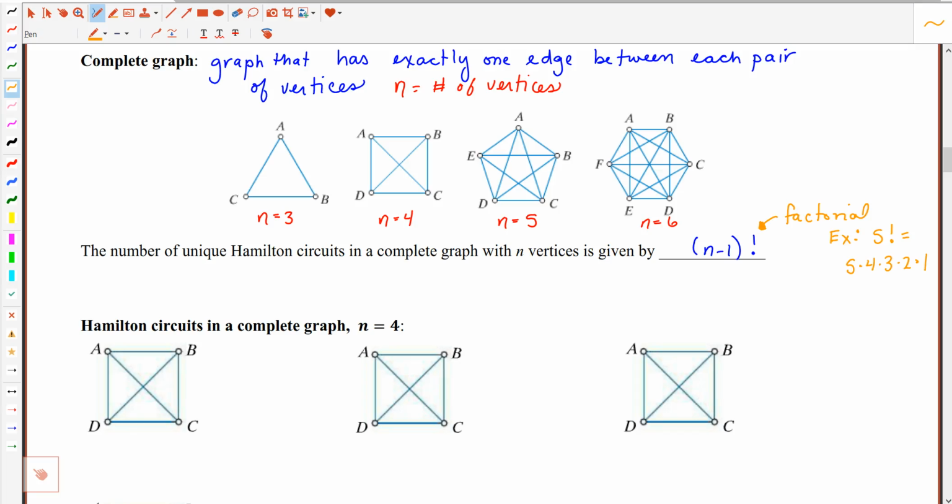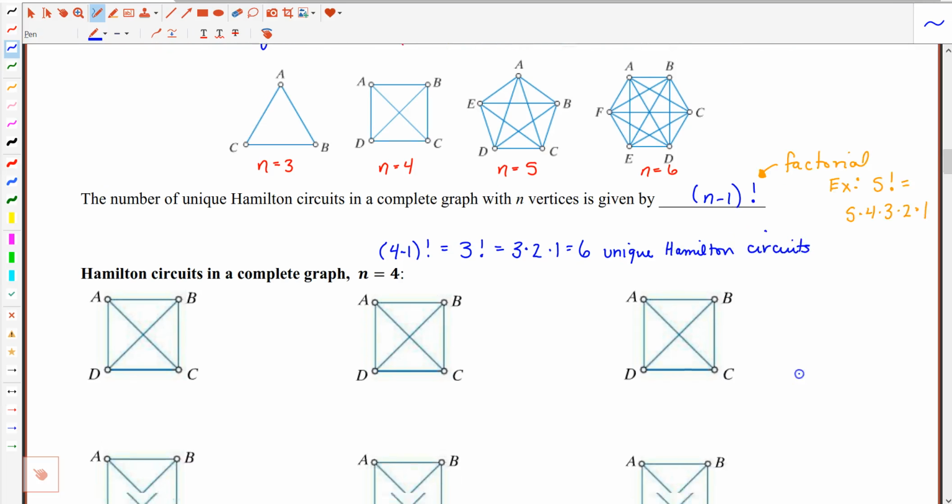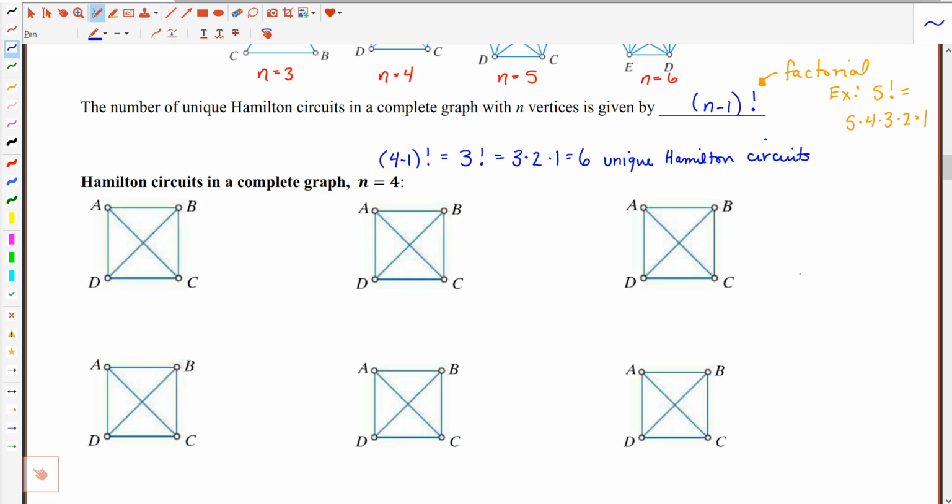Now when we go to talk about the number of unique Hamilton circuits, let's take a look at what we are counting here. So here is some copies I have of a complete graph with 4 vertices. So this formula tells us then I would have 4 minus 1 factorial, or 3 factorial, or 3 times 2 times 1, or 6 unique Hamilton circuits. And I have already prepared for us 6 copies of this complete graph. We're going to go ahead and record what each of these different Hamilton circuits look like.